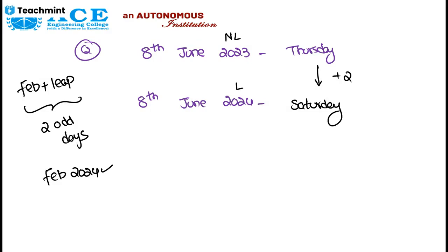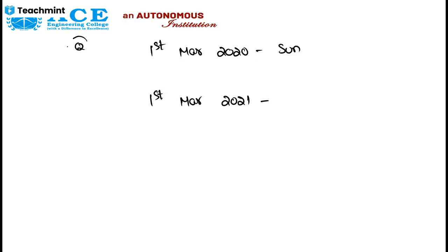For example, we got March 1st, 2020 is Sunday. Let's see. 1st March 2020 is Sunday. Now I want 1st March 2021. My dear friends, see this scenario. 1st March 2020 is Sunday. 1st March 2021 is what? Now here, one is a leap year, one is a non-leap year. Now whether it is +1 or +2, I said if February 2020 is available.